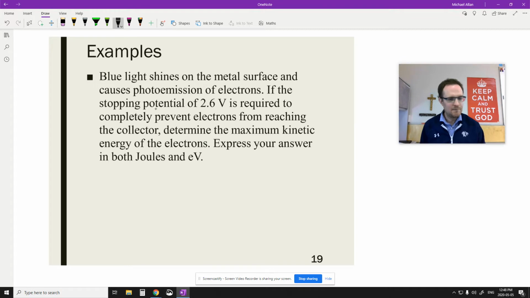So to do that, I'm just going to write down some stuff that we have here. So we have a V stop of 2.6 volts. We have the charge of an electron, because we're going to need that later on, of 1.6 times 10 to the negative 19 coulombs. And we're trying to find this EK max here, which is just going to be the charge of an electron times the V stop.